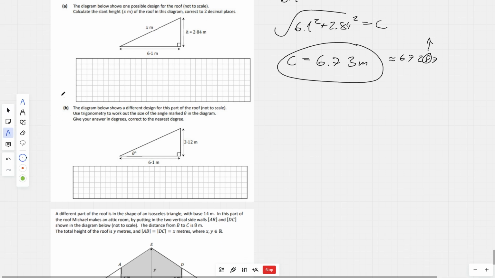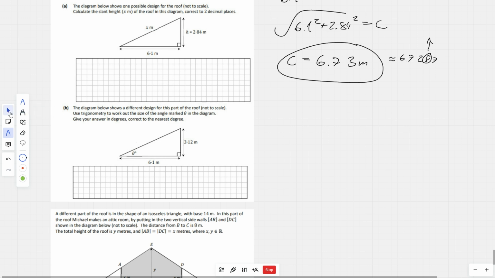Okay. For part B, the diagram below shows a different design for this part of the roof. Use trigonometry to work out the size of the angle marked theta in the diagram. Give your answer in degrees, correct to the nearest degree. So as we were saying before, we want to think of either sine, cos, tan or Pythagoras. In this case, we're working with two sides and an angle, therefore our brain should automatically go to sine, cos, tan. So here we will be working with the opposite and the adjacent. So that means that we will be using tan.